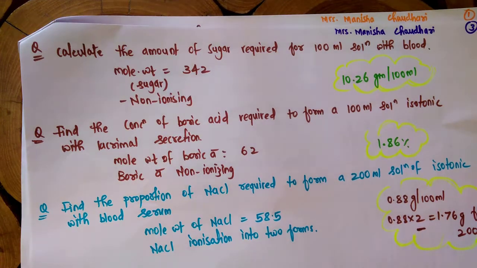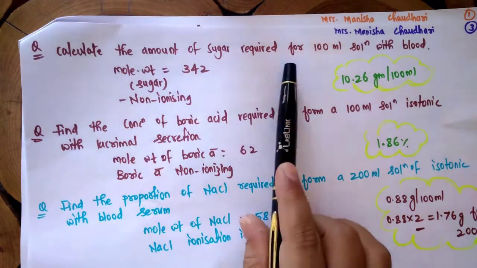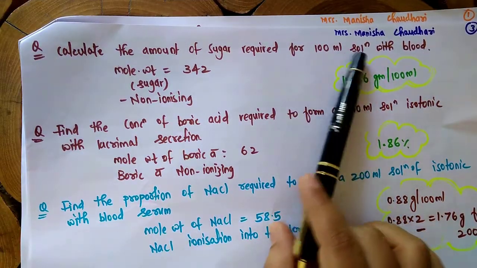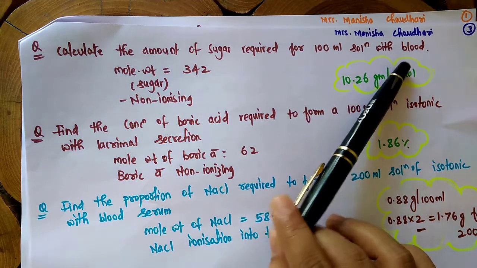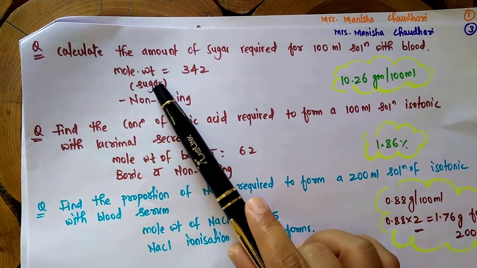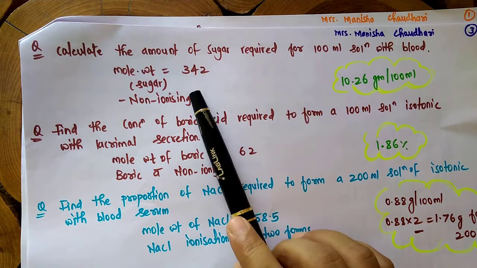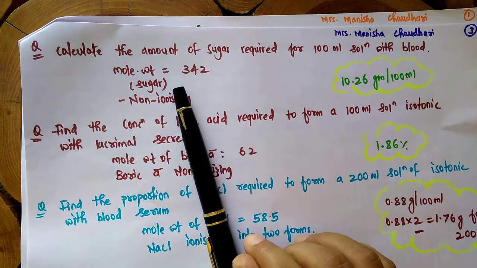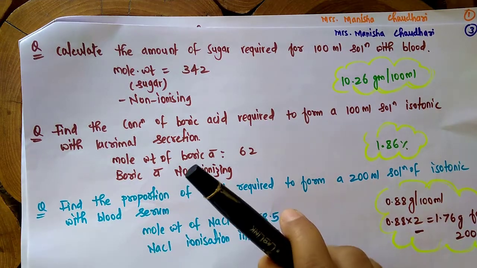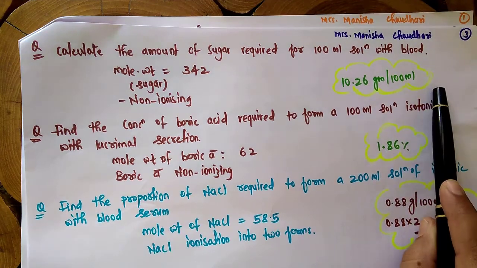Now the first question is, calculate the amount of sugar which is required for 100 ml of solution isotonic with the blood plasma. Now the molecular weight is 342, and since sugar is non-ionizing, you are supposed to use the formula W is equal to 0.03 into M. So 0.03 into 342 will give you the answer 10.26 gram per 100 ml.